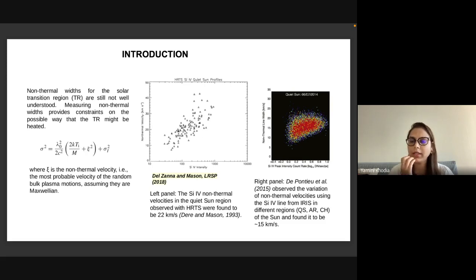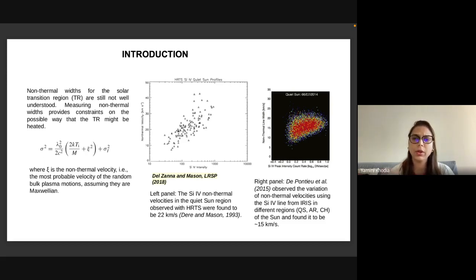So they used different observations at different resolutions, which is the original resolution of IRIS, 0.33 arcsec, and then 1 arcsec, rebinning the observations to 1 arcsec and 2 arcsec. And they did not find any effect of spatial resolution on these kinds of calculations.